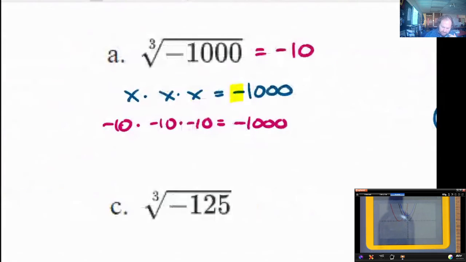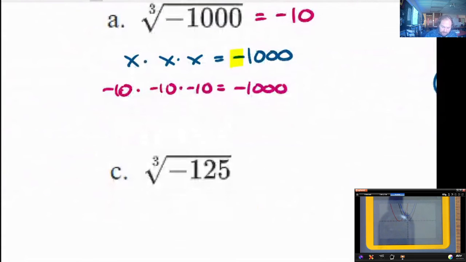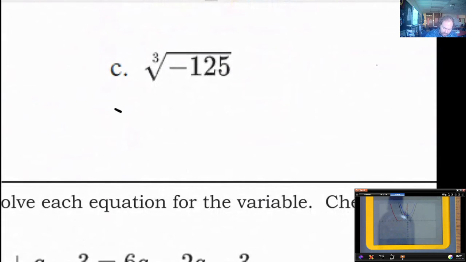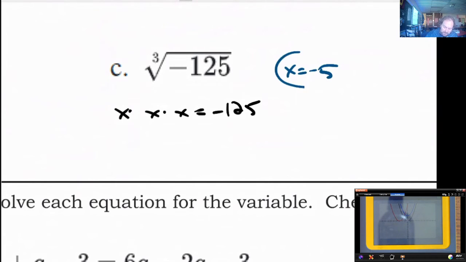Question C is asking us the same question as question A, only it's got to be a negative 125 when you're all done. So again, what number times itself? It's going to be a negative number, so x times x times x is negative 125. In this case, you're looking for a negative 5. Negative 5 times negative 5 is positive 25, but 25 times negative 5 is negative 125.